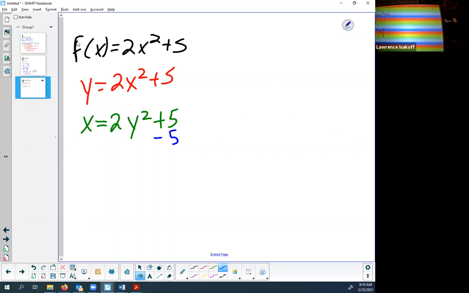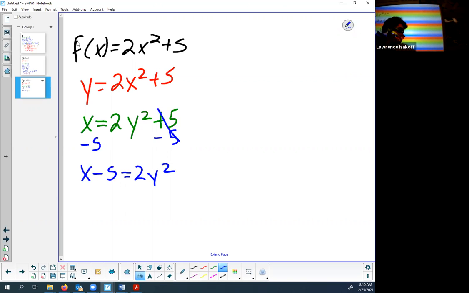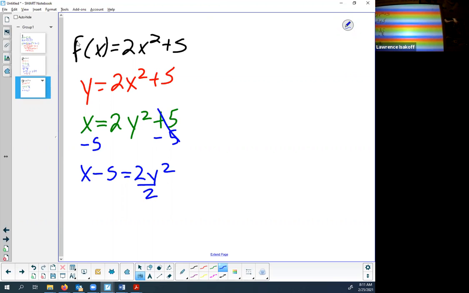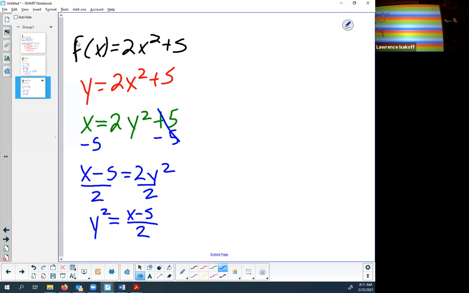Start with subtracting 5. This gives me x minus 5 is equal to 2y squared. This is going to be a good example of why I like to write it as a big fraction as opposed to splitting it up, just because I feel it looks a little neater. I'm going to divide by 2. And that gives me y squared is equal to x minus 5 over 2.